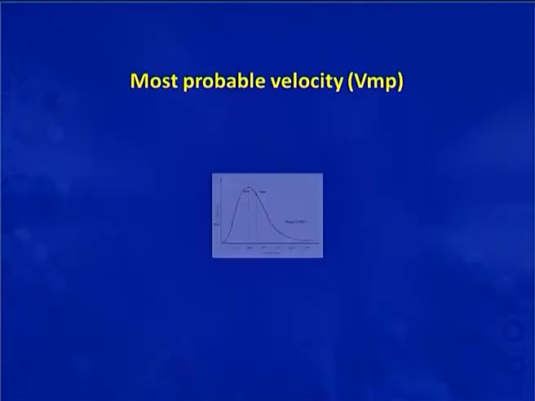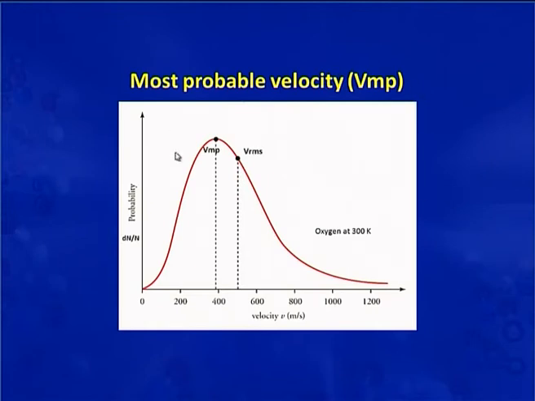Let us discuss most probable velocity. It is represented by VMP or CMP. Most probable velocity is defined as the velocity possessed by the maximum number of molecules of a gas at a given temperature.